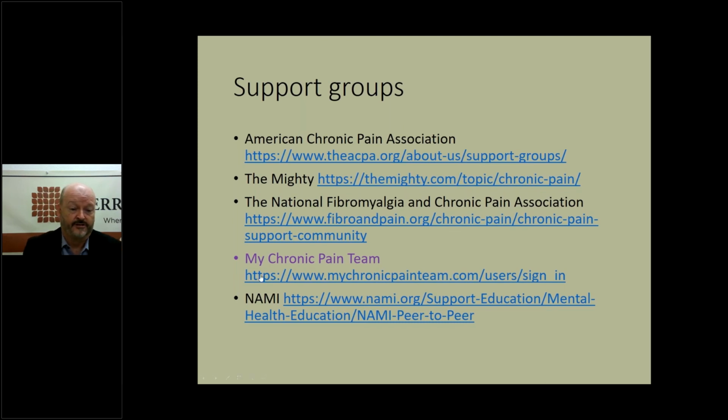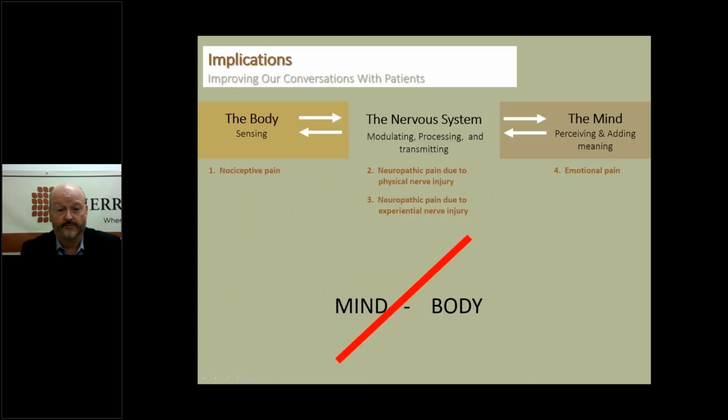Of course, NAMI has some great resources, but the American Chronic Pain Association, the National Fibromyalgia and Chronic Pain Association, and the Mighty, these websites offer people the opportunity to set up peer-to-peer and chat and blog groups and have them already going, which can be really, really helpful for folks.